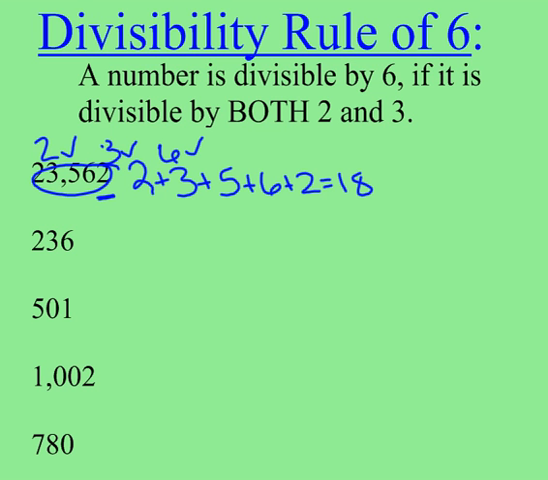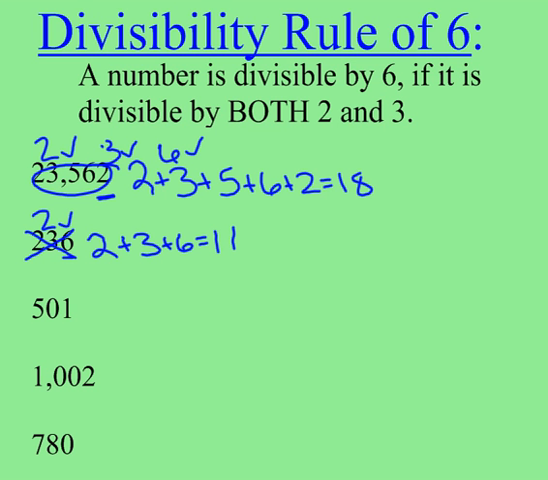Now in the next example of 236, it is even, then that means that 2 goes into 236. Now let's go to the next number of 3. Let's add up all the numbers. Now 3 does not go into 11, so that means that 3 does not go into 236. Therefore, 236 is not divisible by 6.